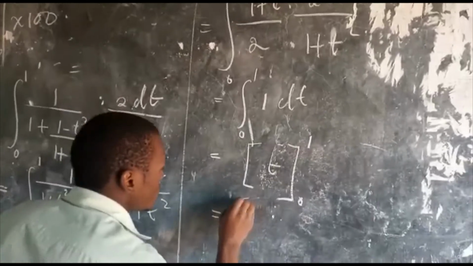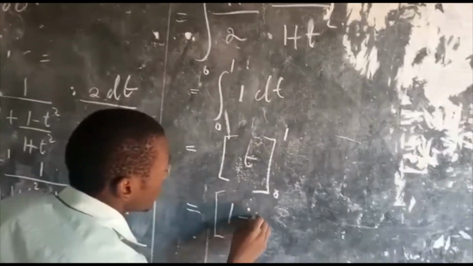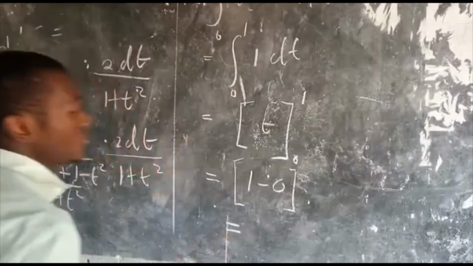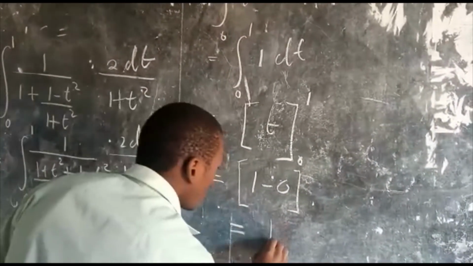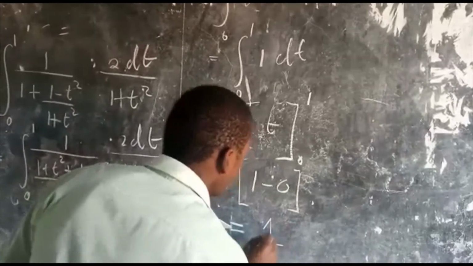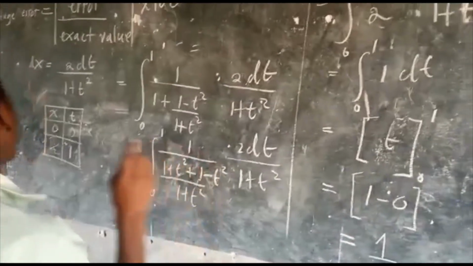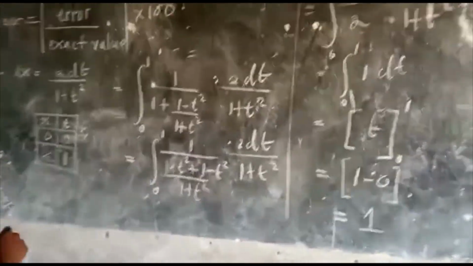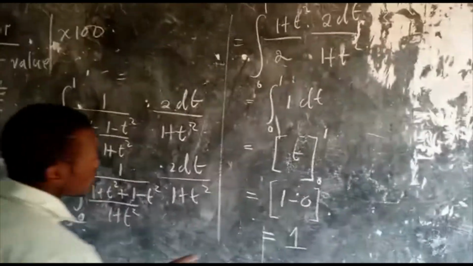I substitute t equals 1 minus 0, and I will get 1. This is my exact value. My exact value of the integral from 0 to pi over 2 of 1 over 1 plus cos x is 1.